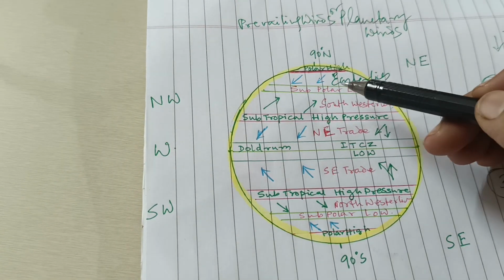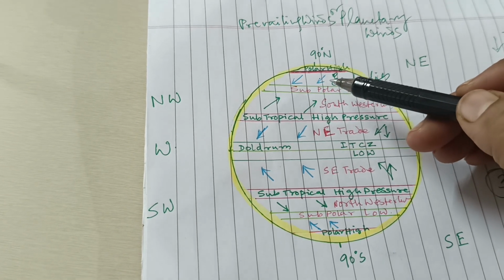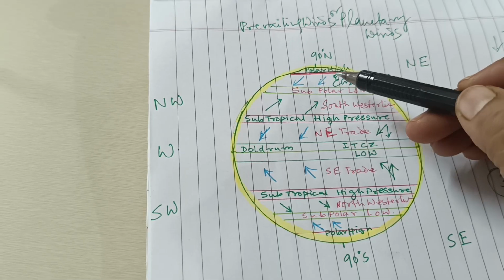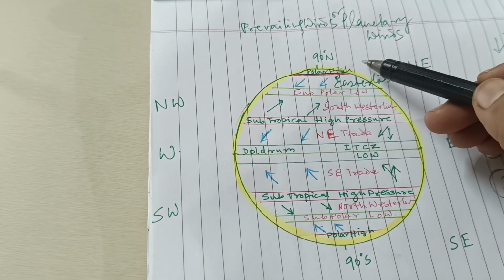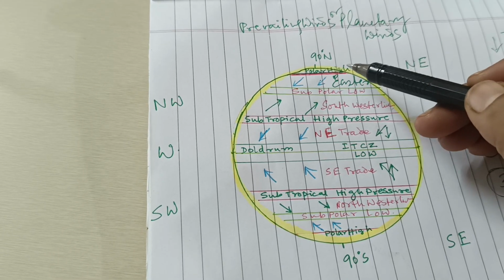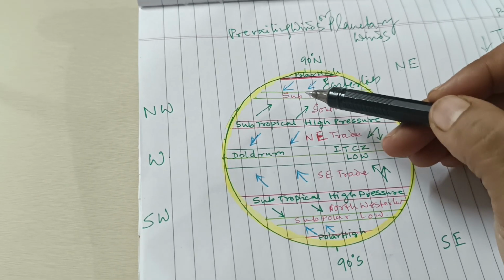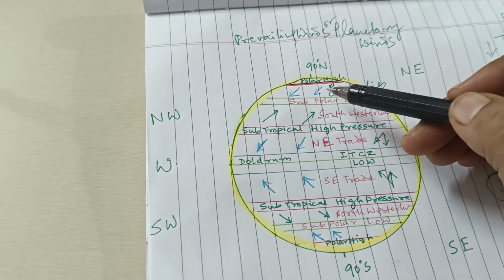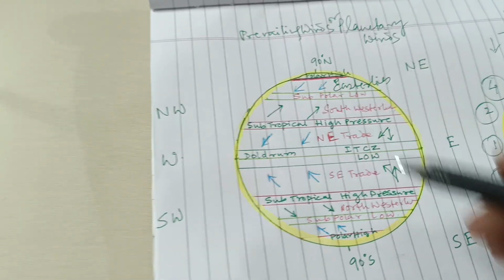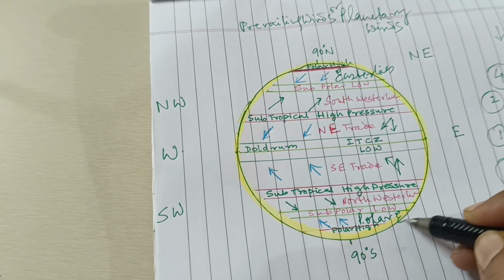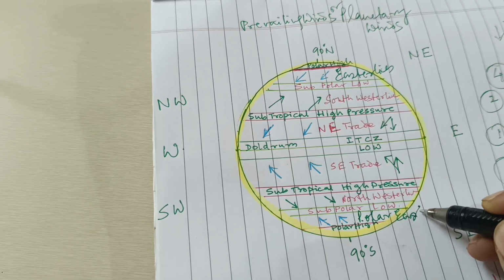We all know that wind is blowing from polar high to subpolar low. Now the arrow is also showing from where it is originated. It is originated from the eastern side, so it is easterlies, and it is blowing towards the west. So this is polar easterlies. Here also we are getting polar easterlies. We will write polar easterlies.